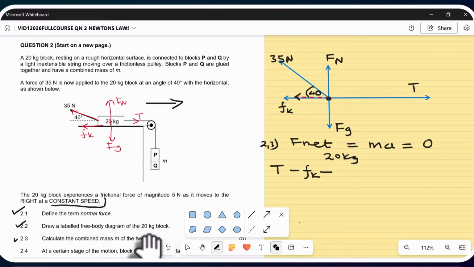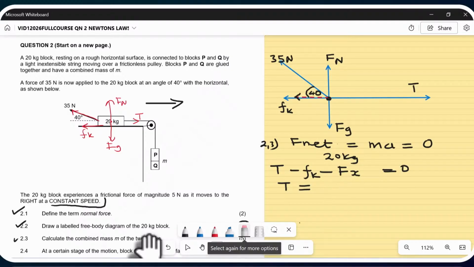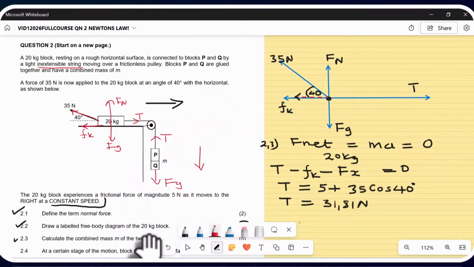So from here, my tension T is equal to the frictional force Fk plus Fx, but they gave it to us anyway, so I better substitute it now. Frictional force is 5 newtons, then plus our Fx. Now our Fx is the same as 35 times cos of 40, because of constant velocity.